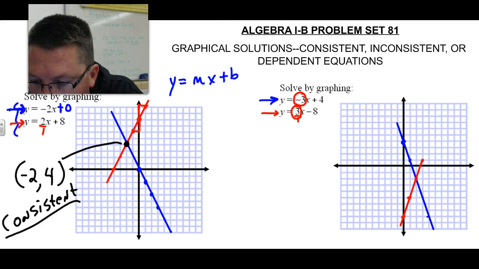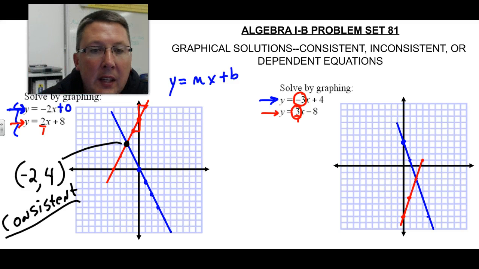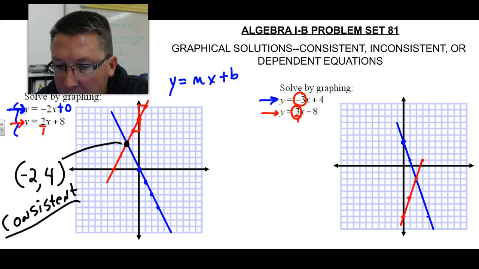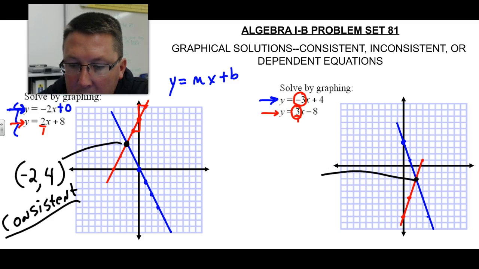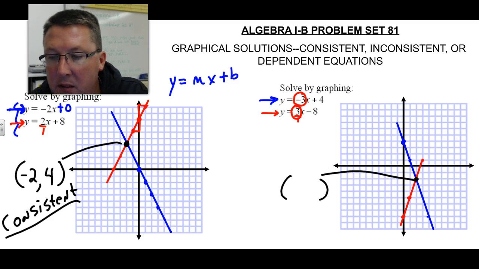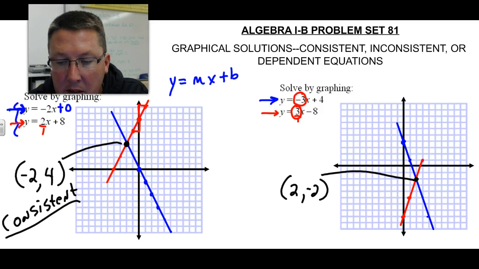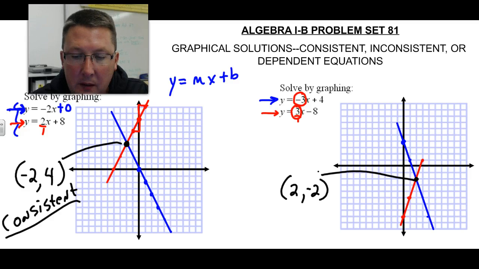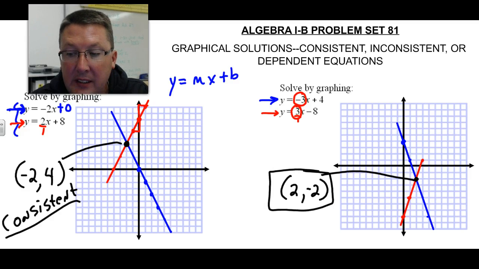I can draw it from there because I just want to see where they cross. So my solution to the problem is this ordered pair where they cross. So those two lines, the x value there is +2, y value is -2. All right, so there's my solution. Again, these two lines intersect in one point. They are also consistent equations.